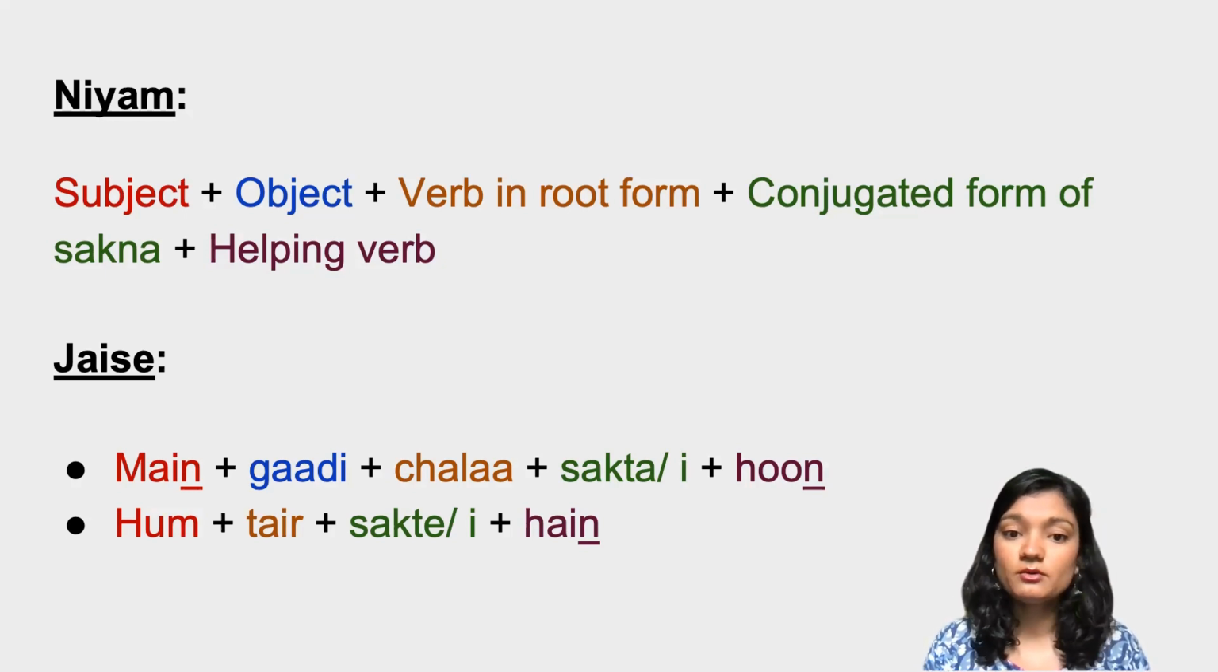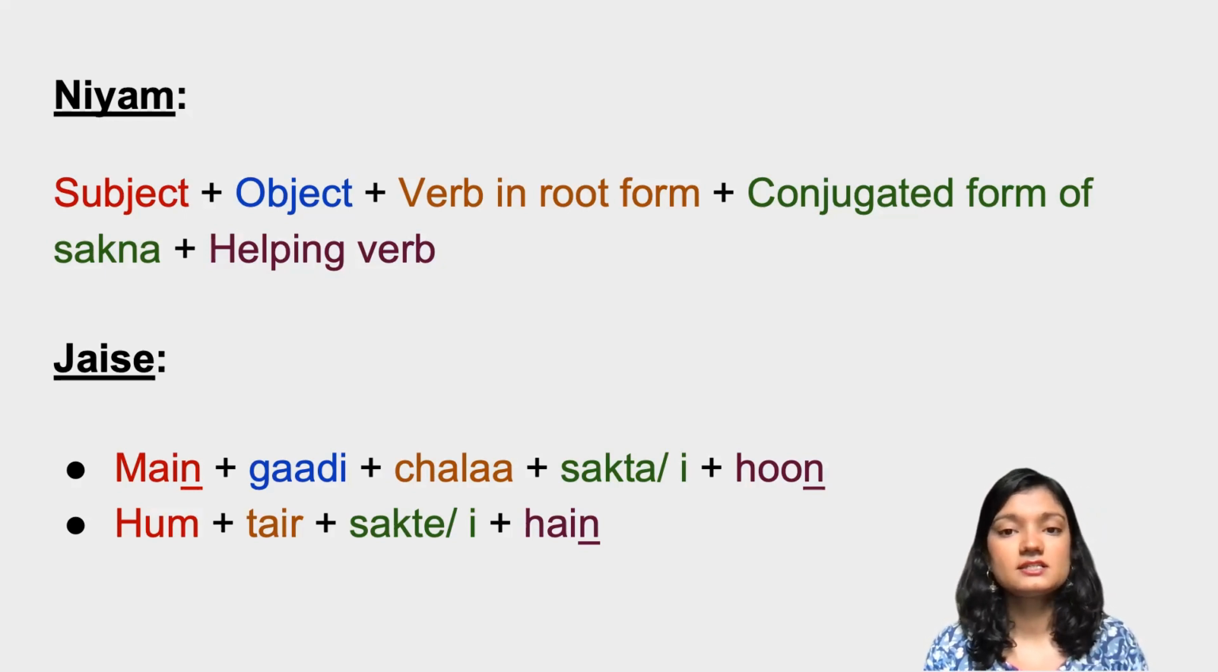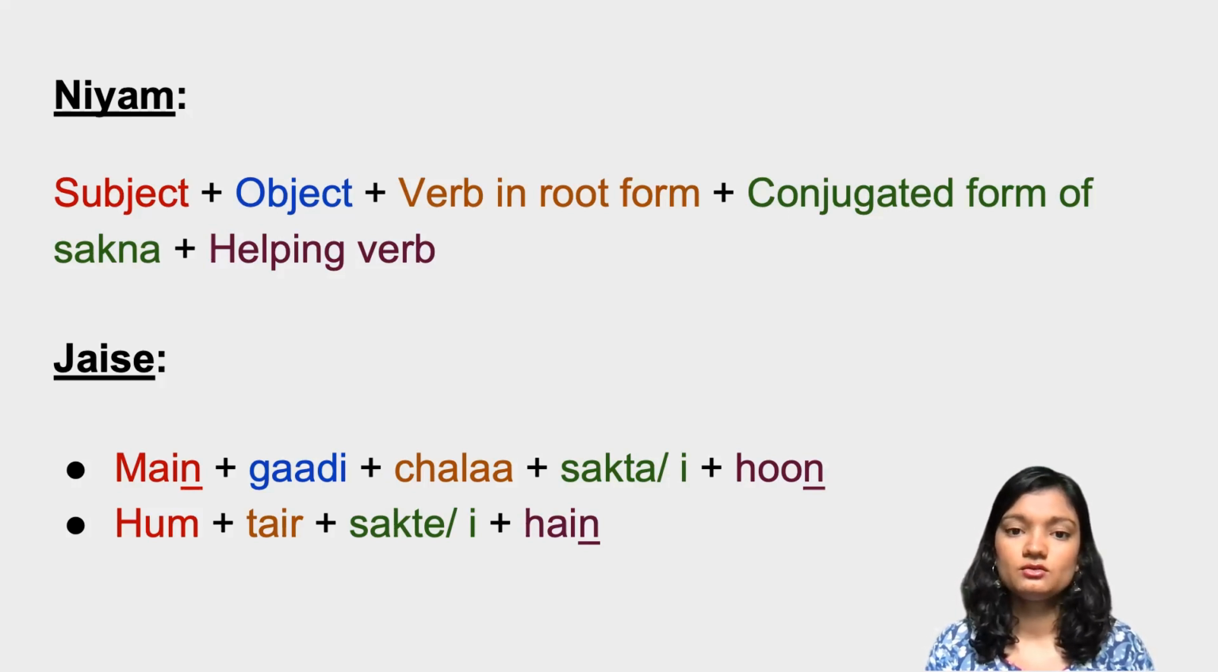Then the conjugated form of sakna. So in this case, sakta if you're a guy, sakti if you're a girl. Okay, always depending on the subject. Followed by the helping verb. So मैं and हूँ, they complement each other. मैं always goes with हूँ. So मैं गाड़ी चला सकता हूँ, मैं गाड़ी चला सकती हूँ. This is the rule.